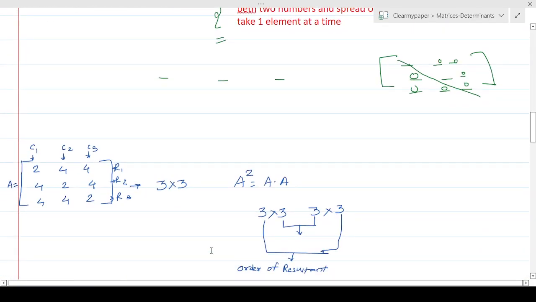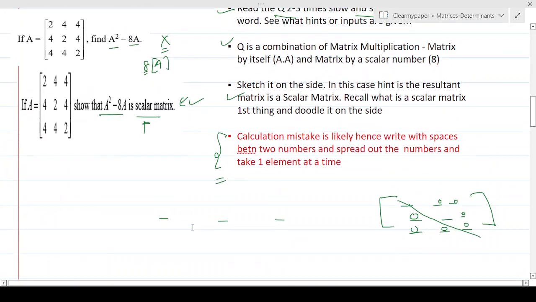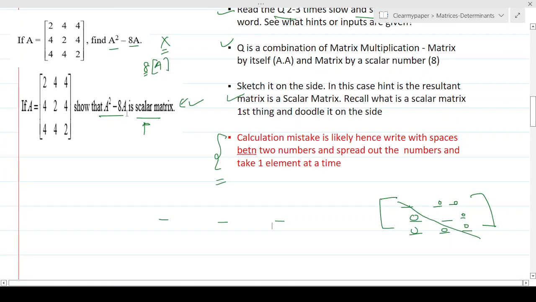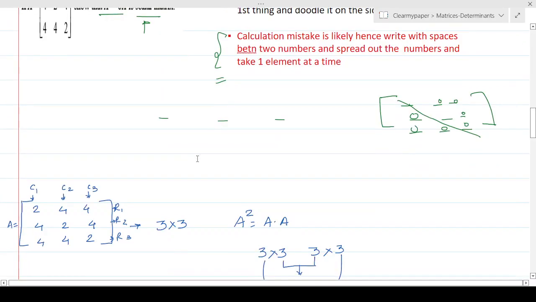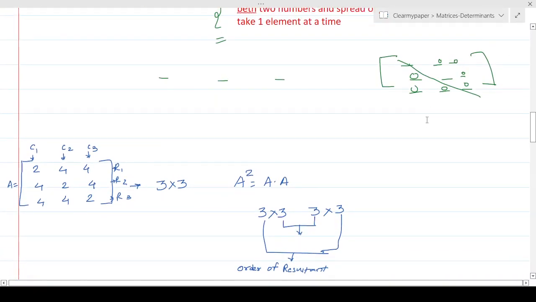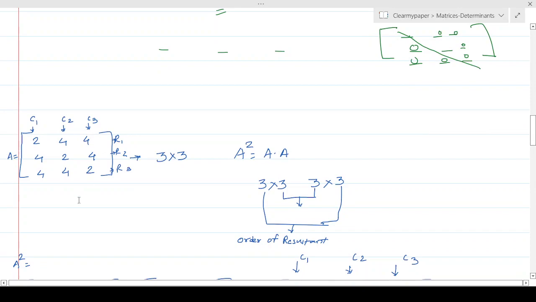Okay, let's get started. So this is the problem. What we need to do is prove that A squared minus 8A is a scalar matrix. And we know what a scalar matrix is.